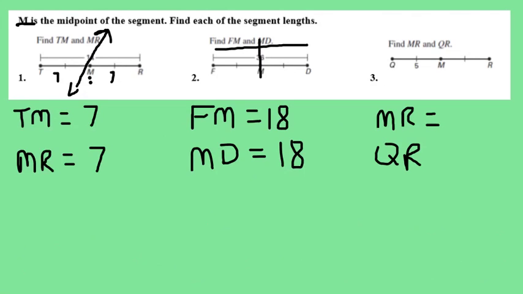So we want to find two lengths, segment MR and segment QR. Again, we can see QM is 5. We do have those little congruent marks here to show that QM and MR are the same length. So MR is also 5. Now QR, again, is the whole thing. So 5 and 5 would just be 10.